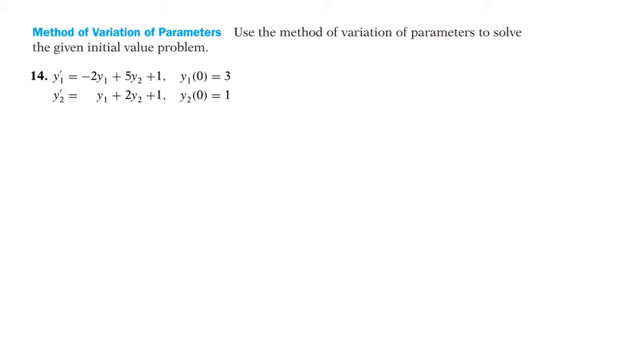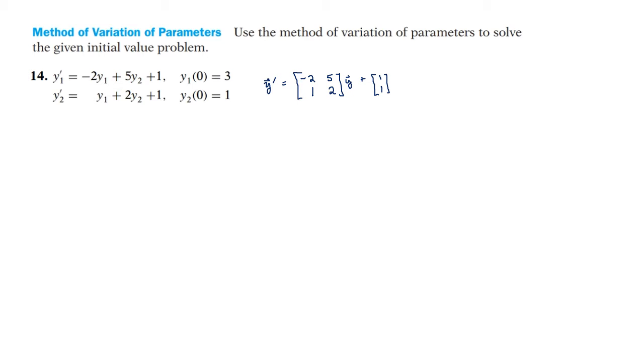So first thing I'm going to do is rewrite this as a matrix. I've got y prime is equal to my coefficient matrix. I've got negative 2, 5, 1, and 2. Of course, we're multiplying that by our vector y. And then our non-homogeneous term over here has the constants 1 and 1 in it.